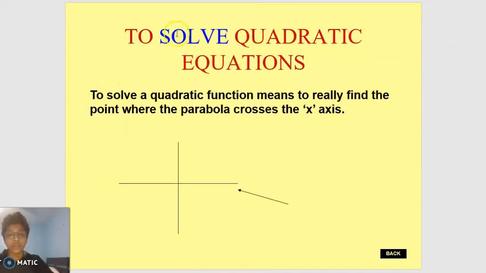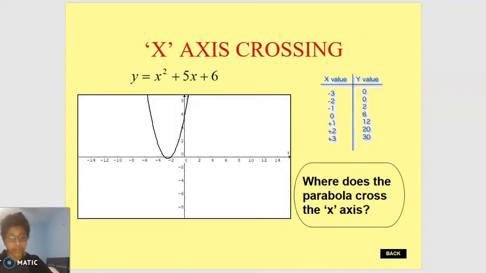So what does solving quadratic equations mean? To solve a quadratic equation means to find the point where the parabola crosses the x-axis. This means we need to find where y equals 0. So we need to find where the parabola crosses the x-axis, and the parabola has the equation y equals x squared plus 5x plus 6.